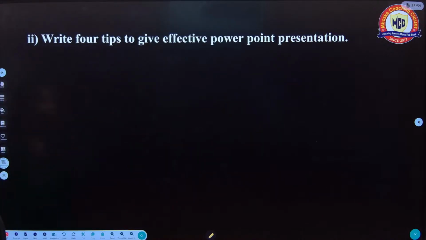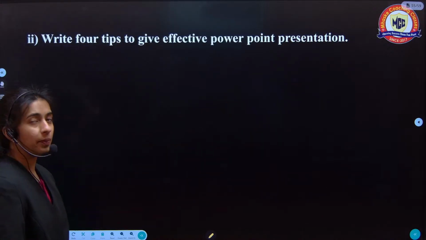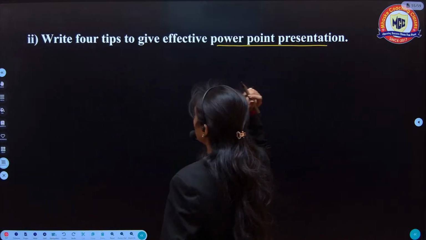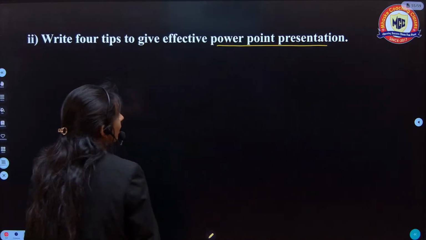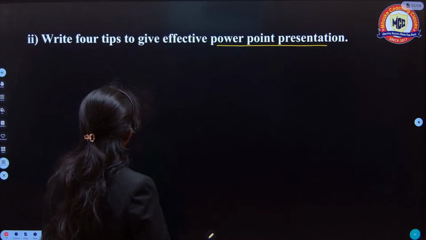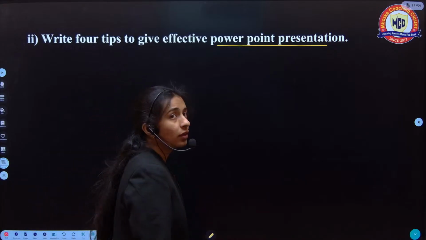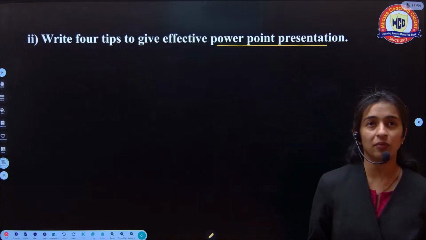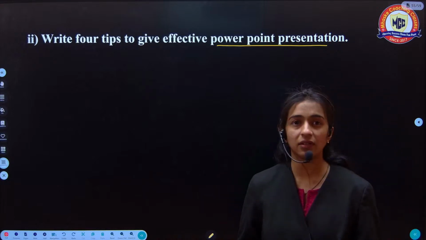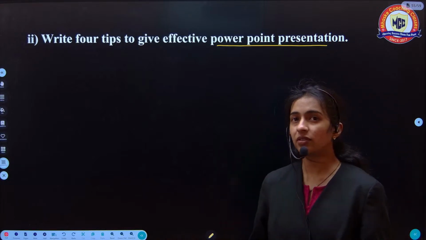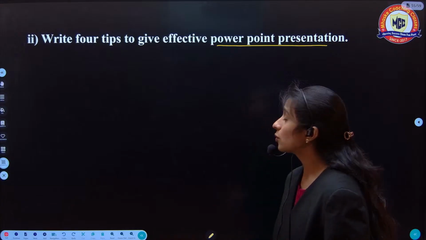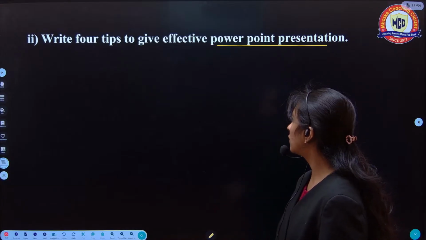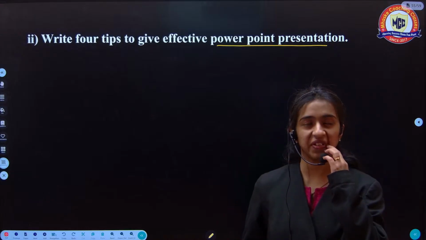Write 4 tips to give an effective PowerPoint presentation. Again, this is a 21st century skill. Everything you need to present. So, what are the 4 tips to give? Now, you must have presented yourself in college, PowerPoint. You must have made PPTs and you're presenting in front of your classmates or dignitaries. So, can you just quickly write it down? What are the tips to give an effective PowerPoint presentation?